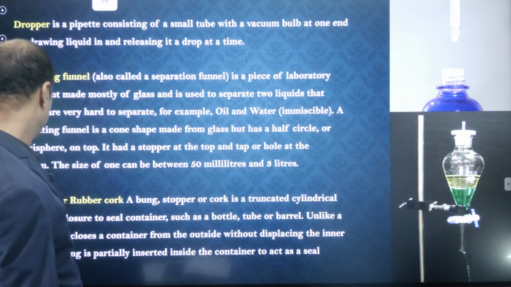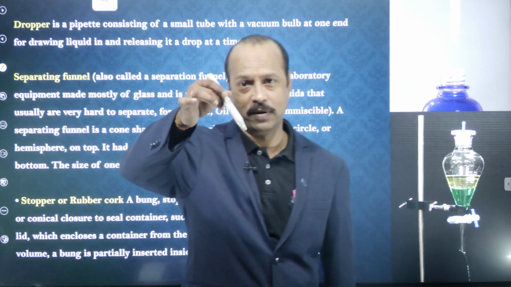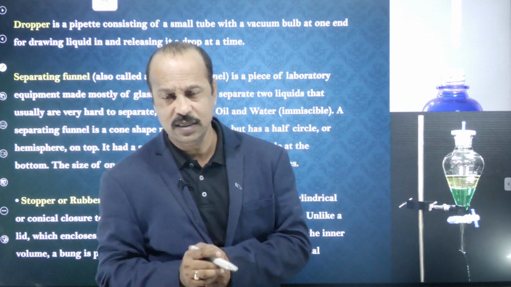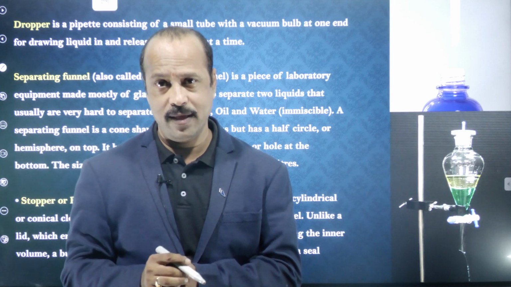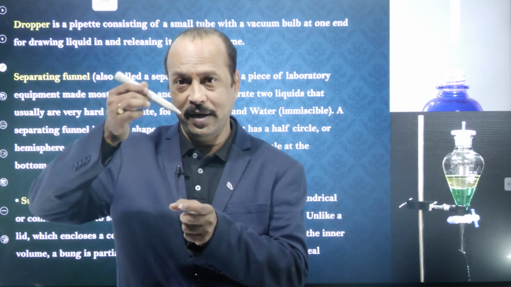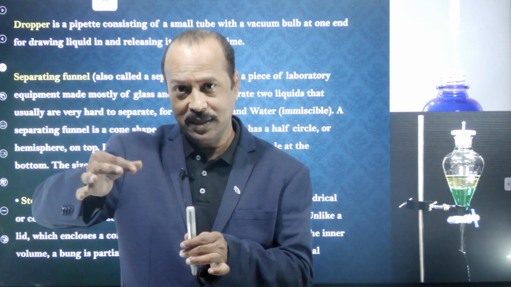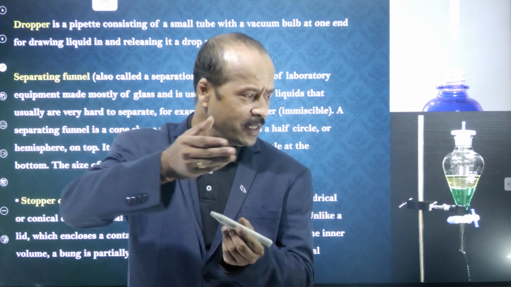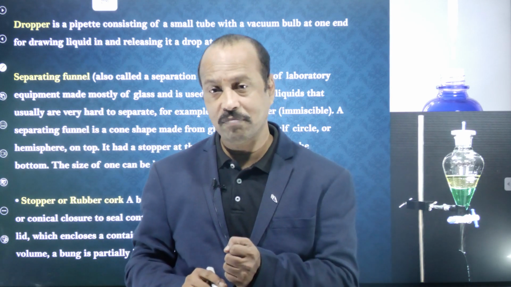Next one, dropper, separating funnel, stopper and rubber cork. Dropper, you know about the dropper. Nowadays most students use ballpoint pens, but in the olden days we used to write with an ink pen, right? If you want to fill the ink pen, there will be a dropper. We used to take some ink from the bottle with the help of a dropper and drop it into the pen. And I think you know this one, if you have a marker board, you use markers, right?